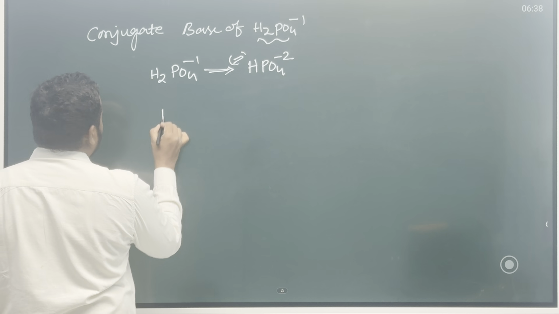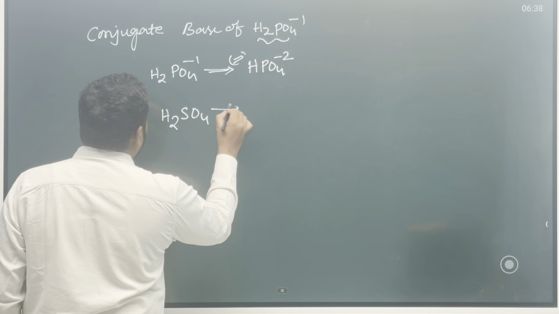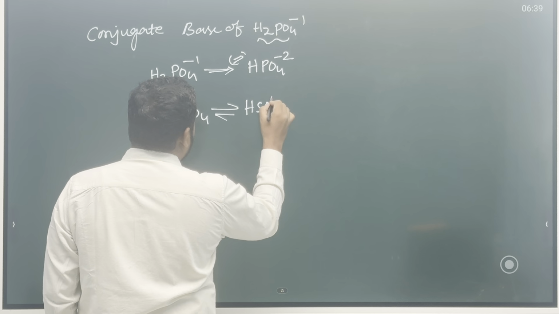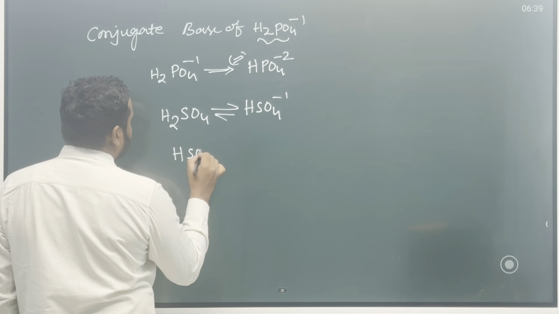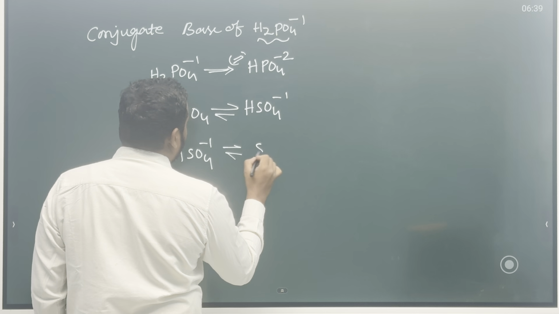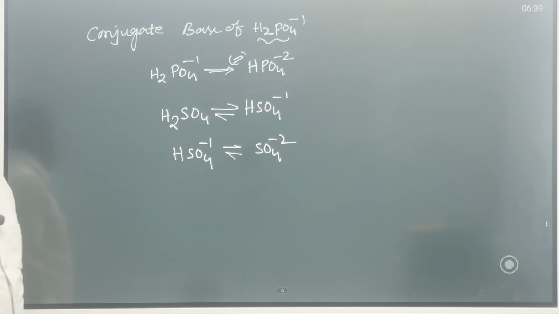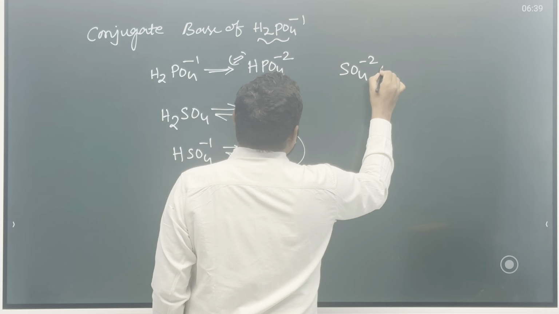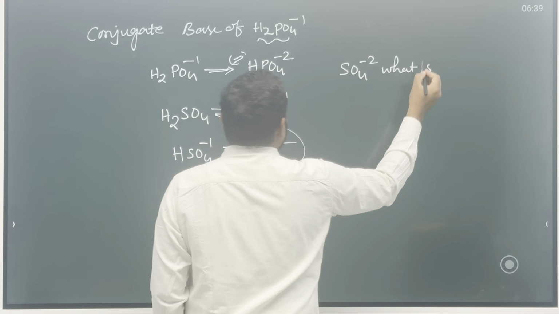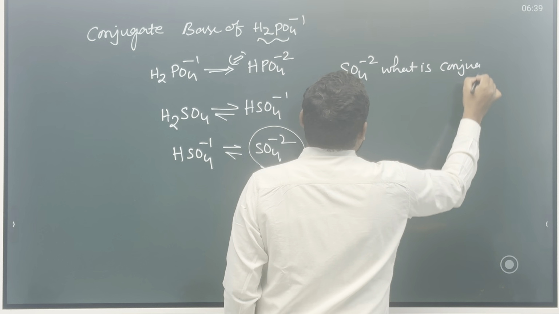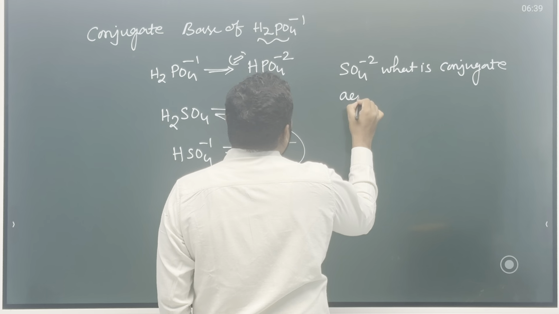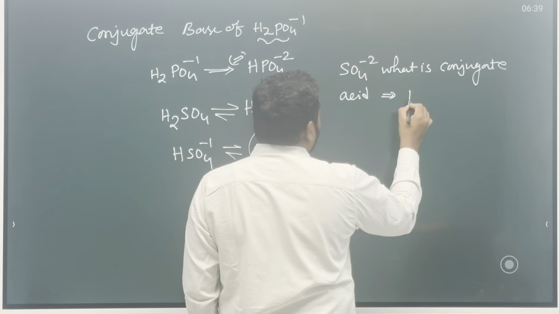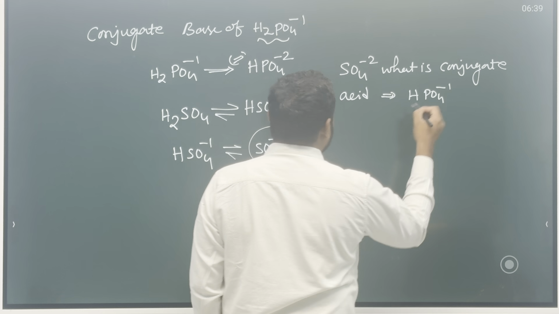In the same manner, take H2SO4, HSO4 minus and SO4 minus 2. Now take SO4 minus 2. What is the conjugate acid? The conjugate acid must have one proton extra, so simply we add one proton, giving HSO4 minus 1. This is the conjugate acid.